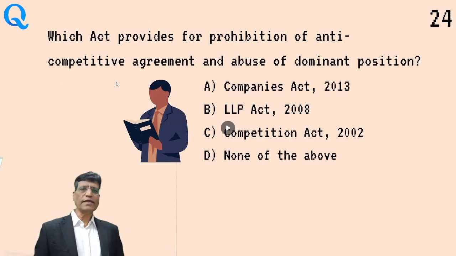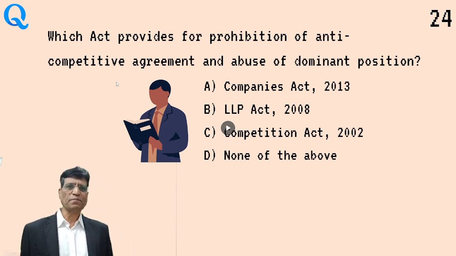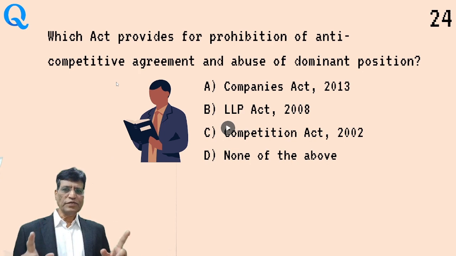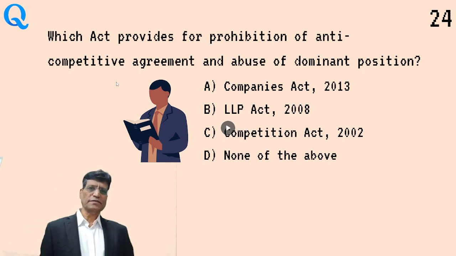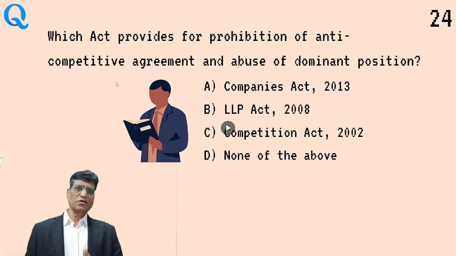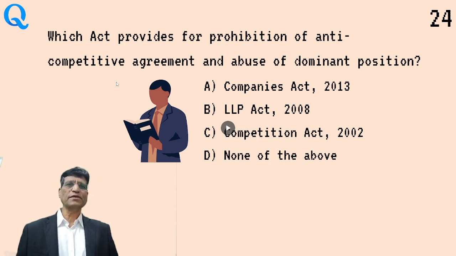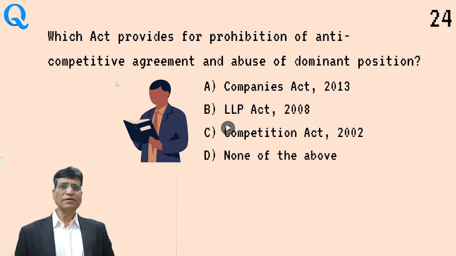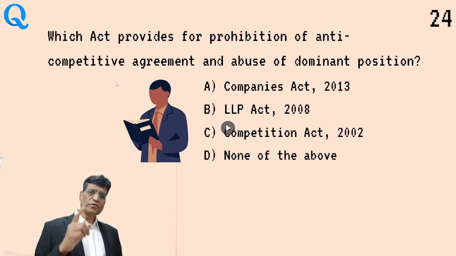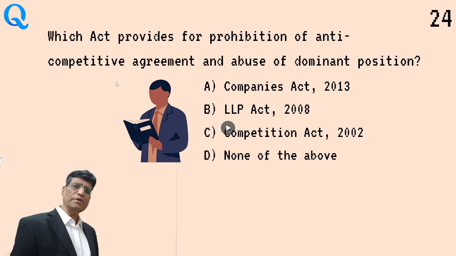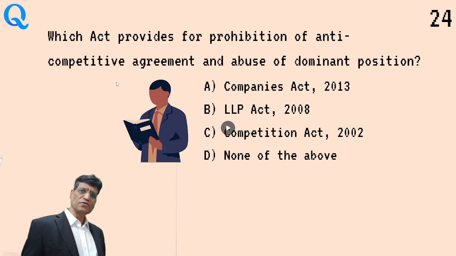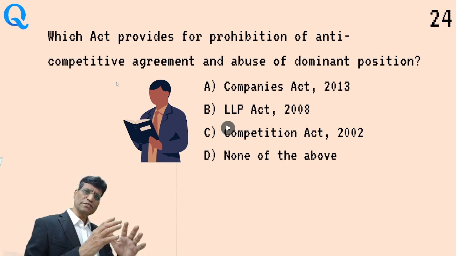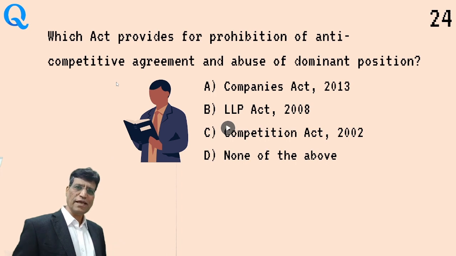Which act provides for anti-competitive agreement and abuse of dominant position? The agreement which says that there should not be any competition is prohibited here. Abuse of dominant position is also prohibited. Is it the Companies Act, the LLP Act, the Competition Act, or none of them? Very interesting question this is, and this is a very interesting act also. One should go through the act also.